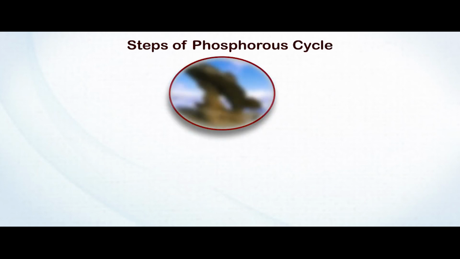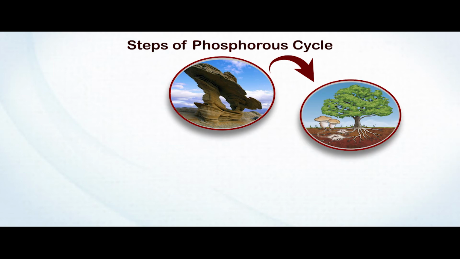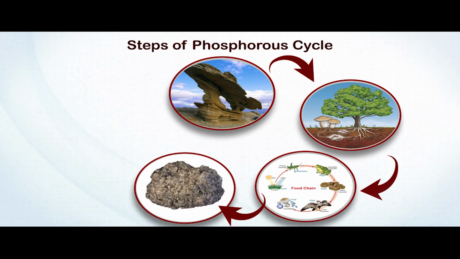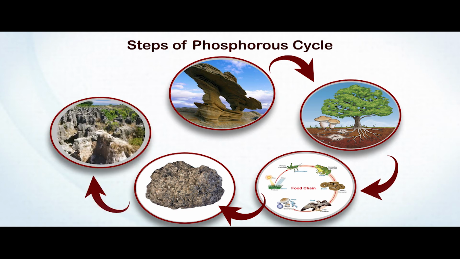Let us now look at the steps of the phosphorus cycle here. Phosphate is released by the erosion of rocks. In the next step, plants and fungi take up the phosphate with their roots. Phosphorus moves from the producers to the consumers via the food chain. Phosphorus may seep into the groundwater from the soil over time, forming phosphate rock. When these rocks erode, the cycle of phosphorus begins again.